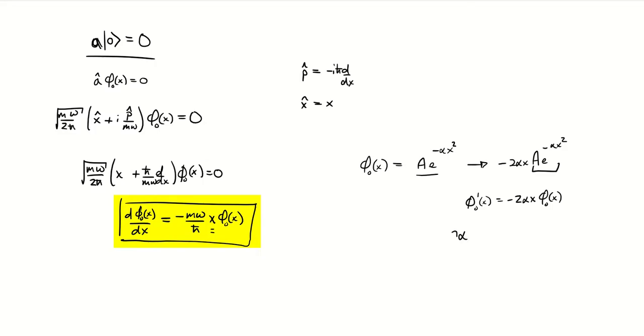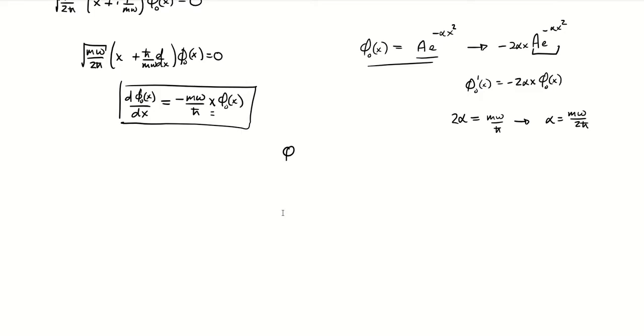This looks really similar to our differential equation. If we define our 2 alpha to be equal to m omega over h bar for these to be the same, or our alpha to be equal to m omega over 2 h bar, then we have a function that matches our differential equation. So we've essentially shown that our ground state, our n equals 0 wave function, is equal to some constant times e to the negative m omega over 2 h bar times x squared.